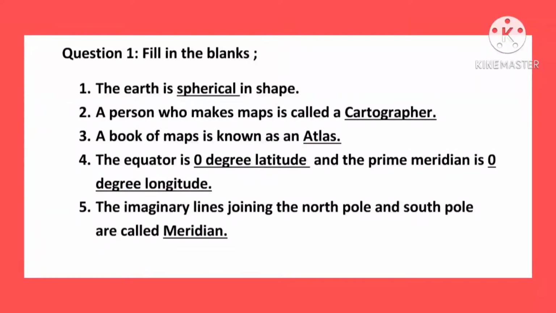Now, our next is the fourth one. The equator is dash and the prime meridian is dash. Now, tell me the answer. What is the equator and the prime meridian? So, our equator is 0 degree latitude, and the prime meridian is also 0 degree longitude.